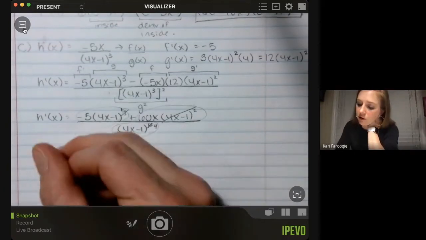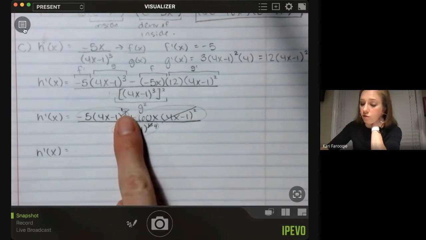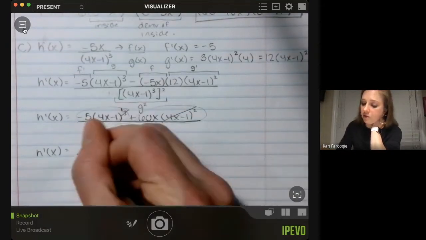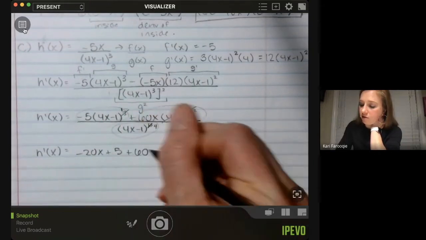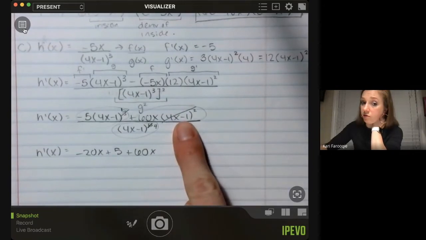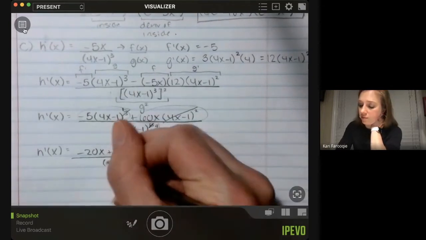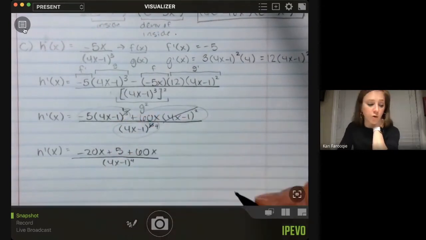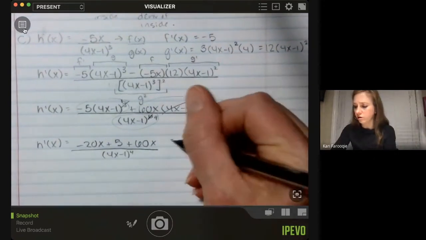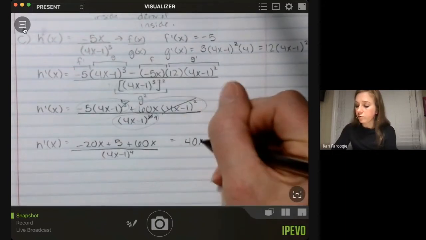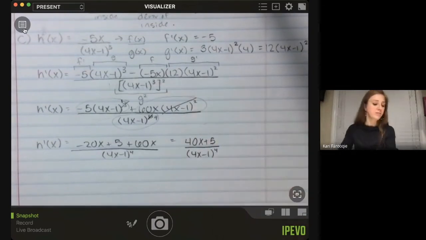So let's rewrite what we have. Now that I only have 4x minus 1 to the 1st, I'm going to go ahead and multiply this in. So I have negative 20x plus 5 plus 60x. And remember that I canceled out both of these factors of 4x minus 1. So I don't need to worry about that anymore. Divided by 4x minus 1 to the 4th. And then we're almost done. We just need to simplify this addition by combining like terms. You'll have 40x plus 5 divided by 4x minus 1 to the 4th.